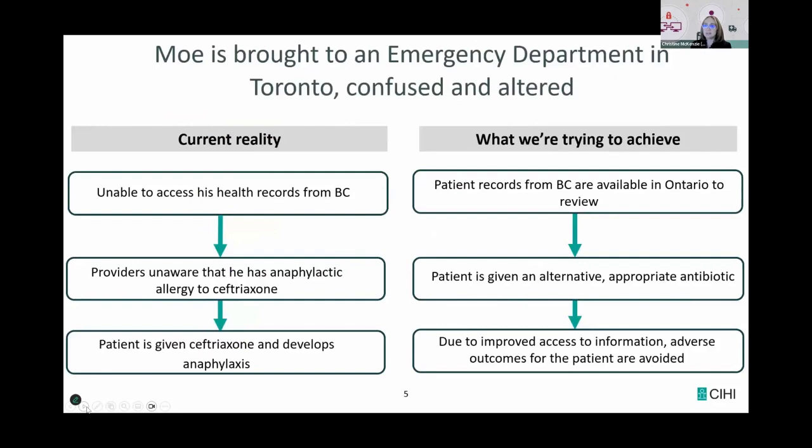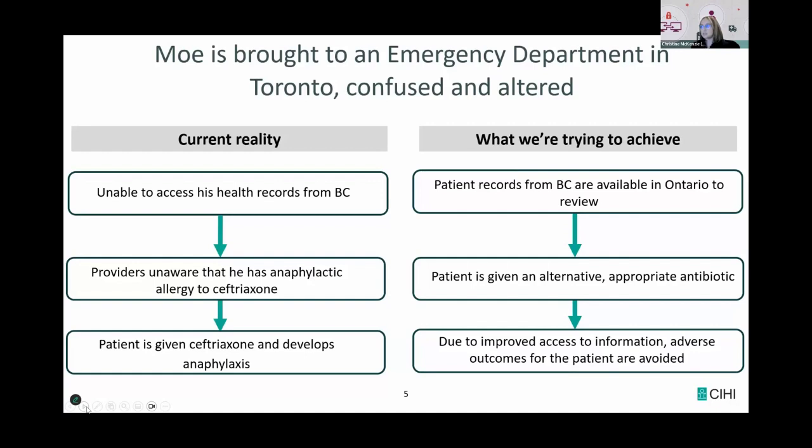So in our current reality, most information did not follow him from BC to Ontario, and therefore the providers are unable to access his health records from BC. The providers are unaware that he has anaphylactic allergy to ceftriaxone, and he's given ceftriaxone and develops an anaphylactic reaction.